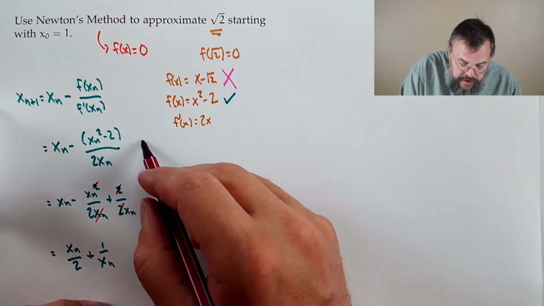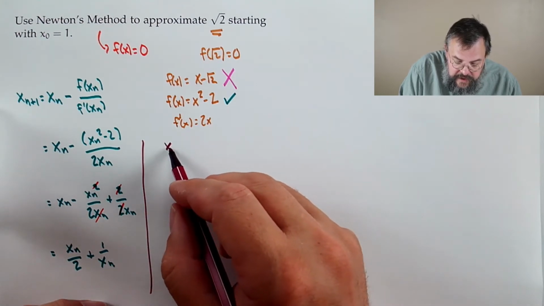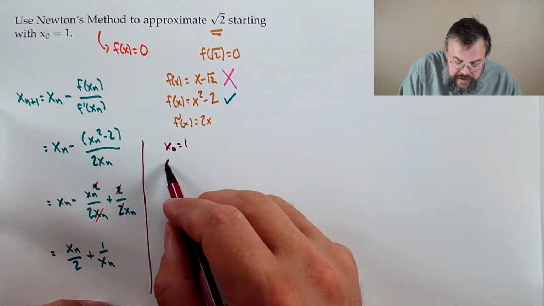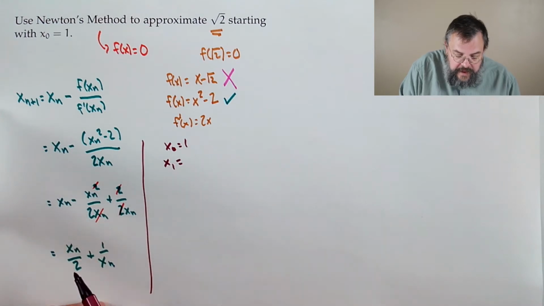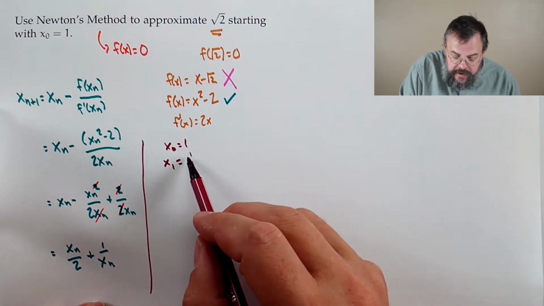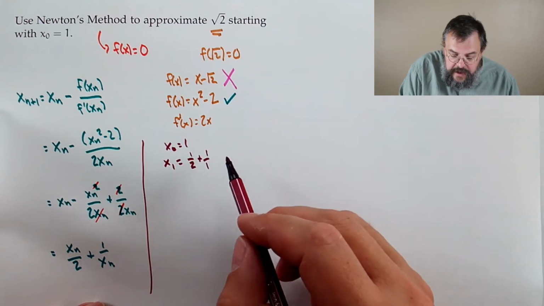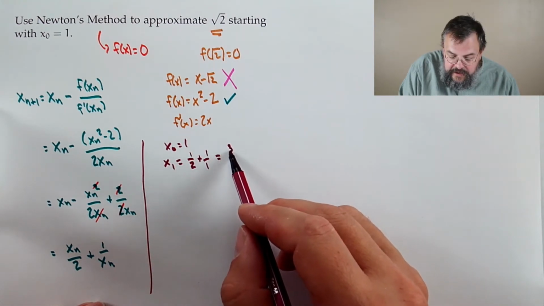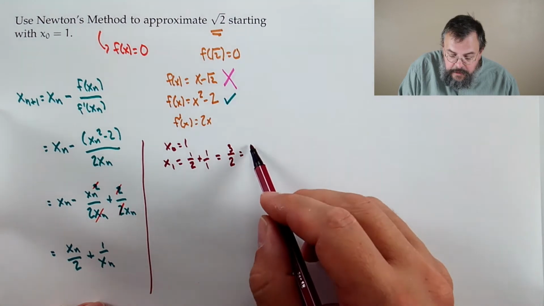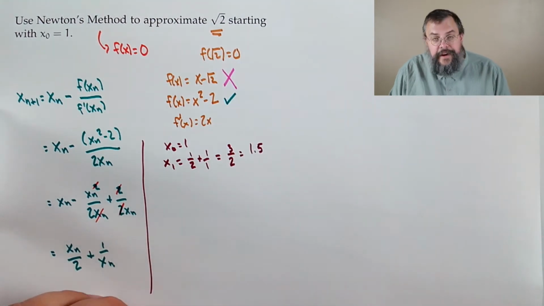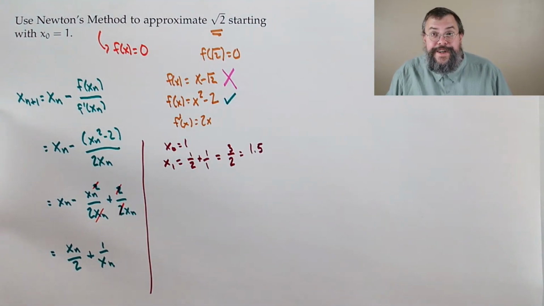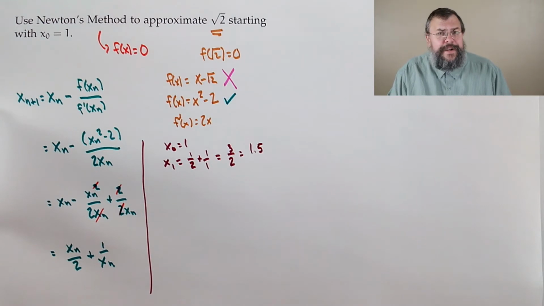x0 equals 1. All right, that's good. Now, our next guess, x1. 1 over 2 plus 1 over 1. So 1 over 2 plus 1 over 1, well, that's not so hard to compute. That's 3/2, which is 1.5. All right, that's better. It's better than 1. Probably not great. We'll get better still.